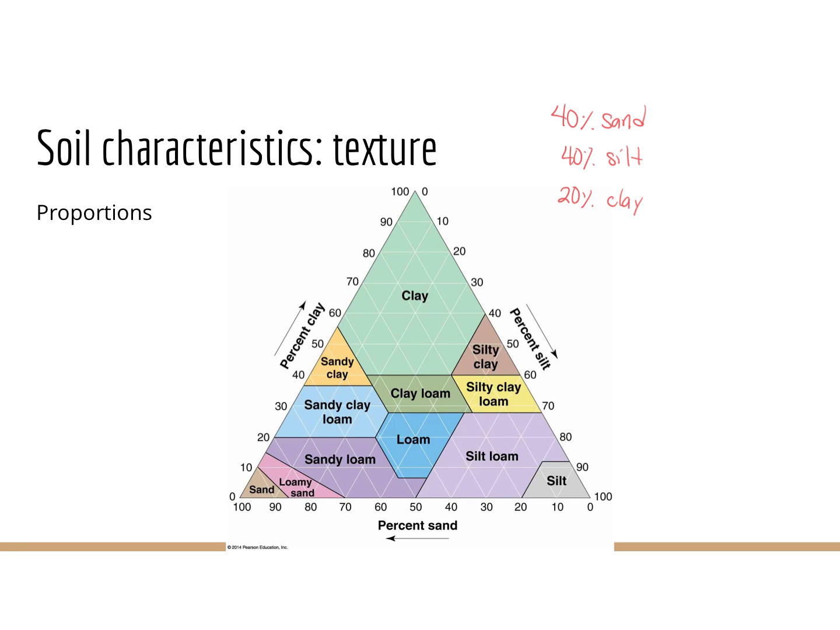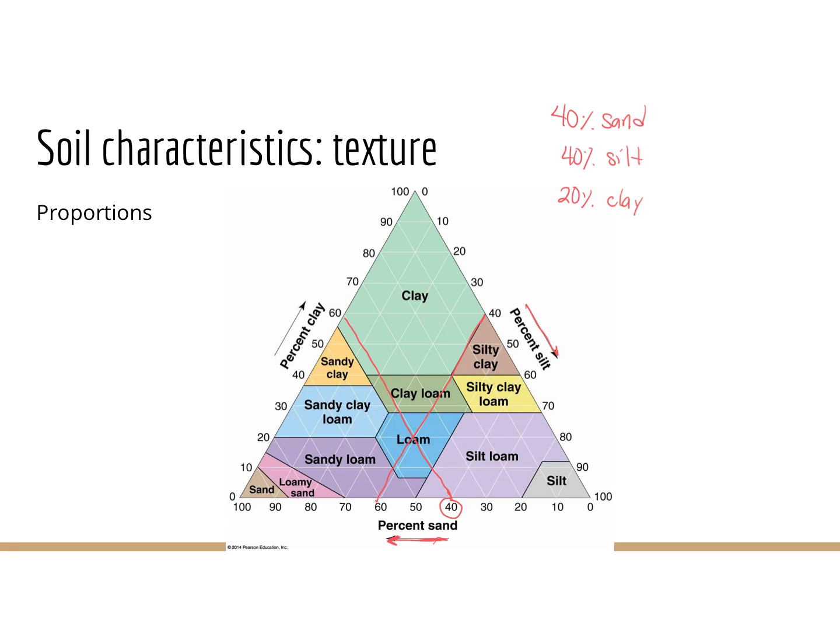The way I do this is I start on the sand side, and we can see that this arrow is pointing in this direction, so I'm going to be using this side. I go to 40, because I have 40% sand, and I'm just going to draw a line along that side of the triangle. Then I have 40% silt. Again, the arrow is pointing in this direction, so I'm going to use the bottom line. I have my 40% silt here, and I'm going to draw a line going that way.